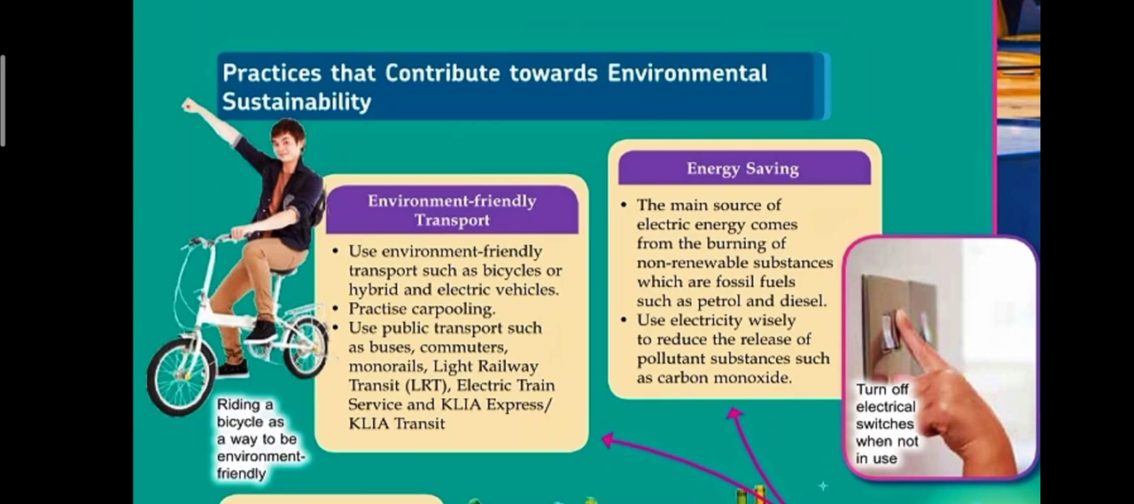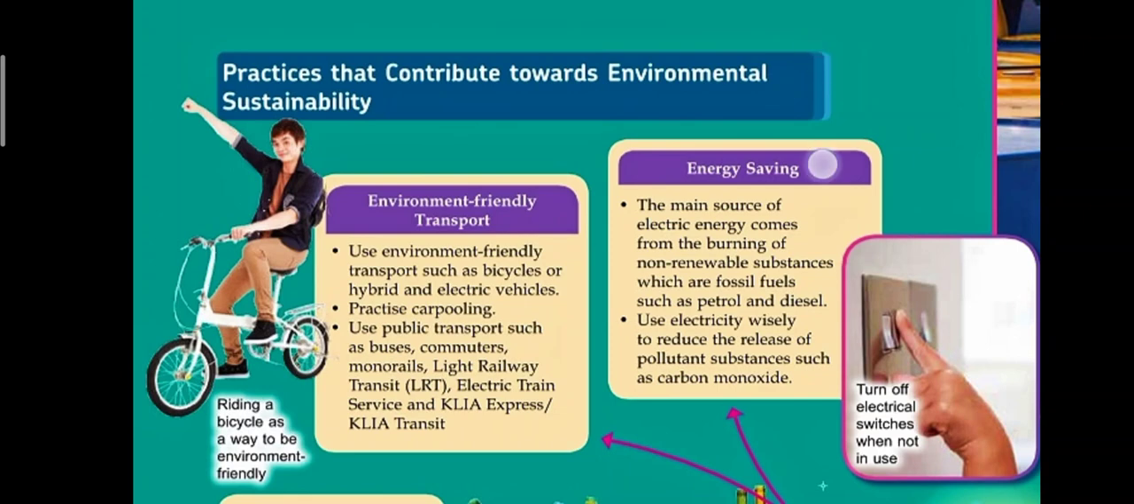Use environment friendly transport such as bicycle or hybrid and electric vehicles. Ataupun practice carpooling. So kita boleh guna basikal, okay, yang kita tidak keluarkan asap, okay, ataupun carpooling, kita share tumpang kereta kawan, okay. Use public transport such as buses, okay, commuter, light railway, semualah, okay.